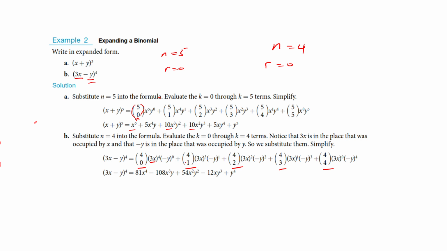Now, crunching these is not going to be that easy, but we're going to do 4 taken 0 at a time, then times 3x to the 4th.